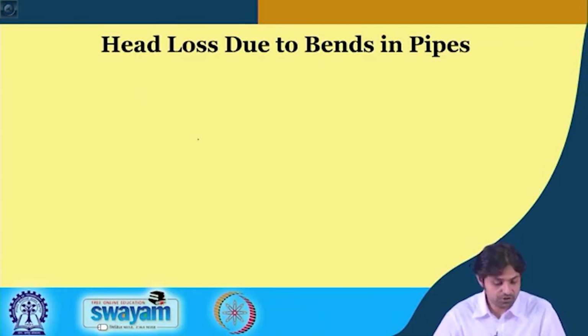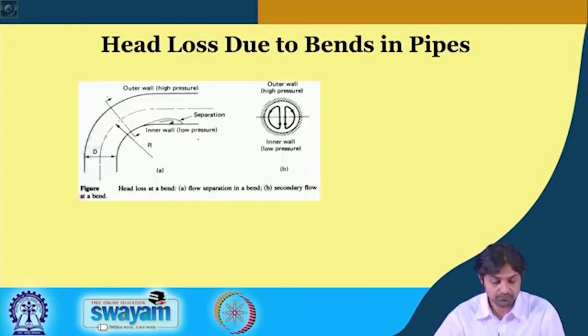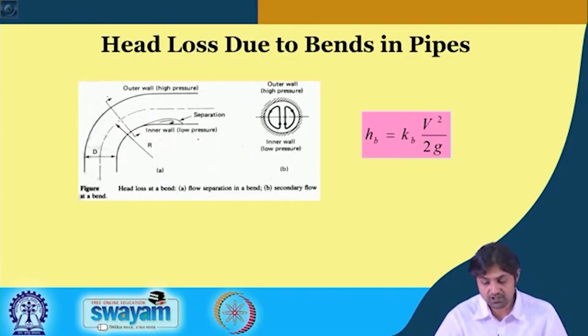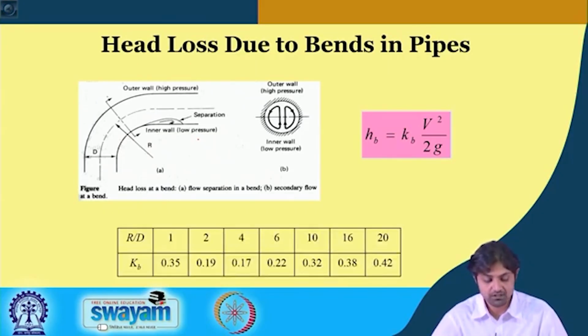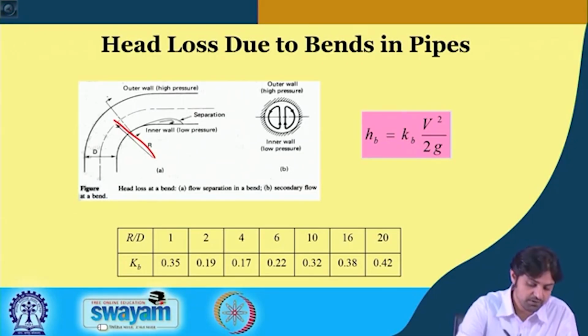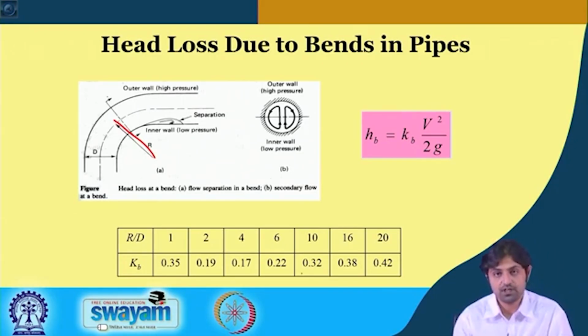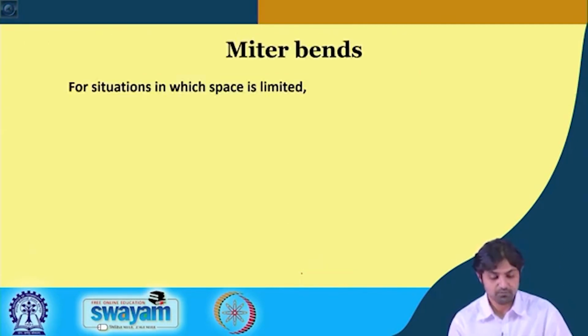Now, the head loss due to bends in the pipe, so many formulas are there. We say Kb into V square by 2g. Velocity will remain the same, even if the bend is there. So we need to know Kb for different values of R by D. D is the diameter of the pipe and R is the radius of curvature of the pipe. There are different values of Kb. Either you will be given these tables or given the values. Miter bends.